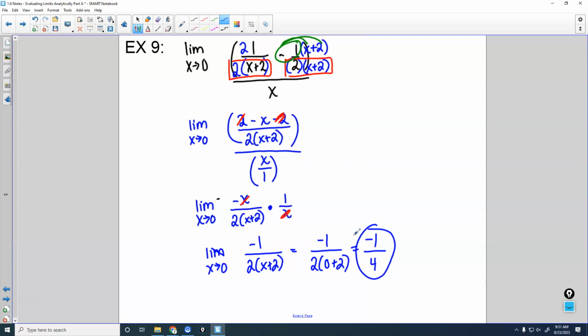Yes? Once you plug in the number. So once you see where I have taken this 0 right here and plugged it into the equation right there, that's when you can, could and should drop your limit notation. Okay, so you've got to keep it the whole way until you have plugged in that number for the variable.